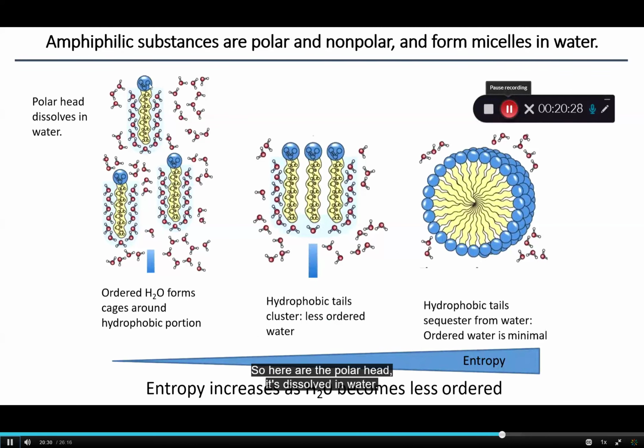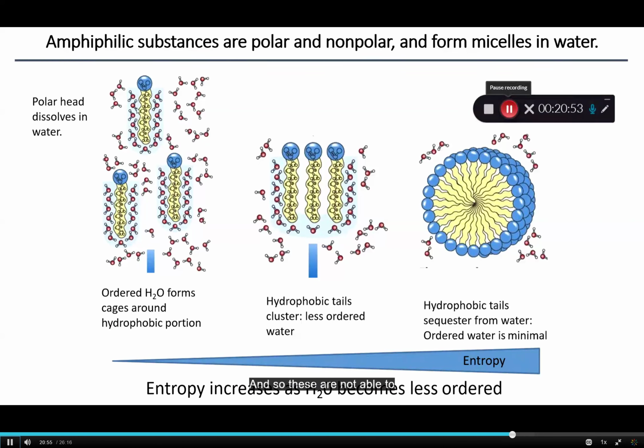So here I have the polar head, it's dissolved in water. And then we have these nonpolar tails, and water again is trying really hard to come up with some interaction to surround this molecule, but can't form ionic interactions, can't form hydrogen bonds because this substance is nonpolar. And so these three phospholipids together will kind of steal these water molecules away from their neighbors.